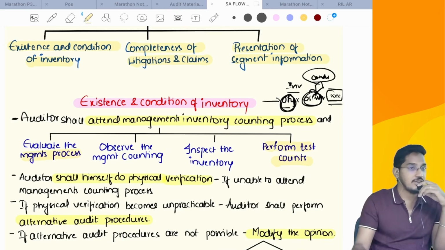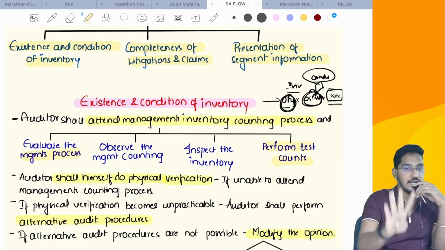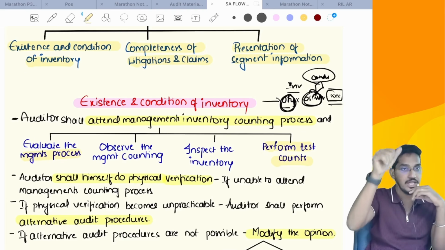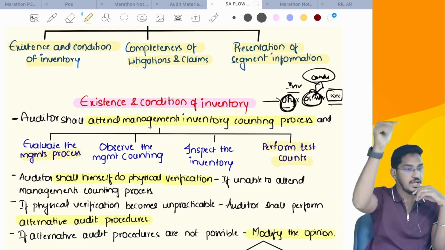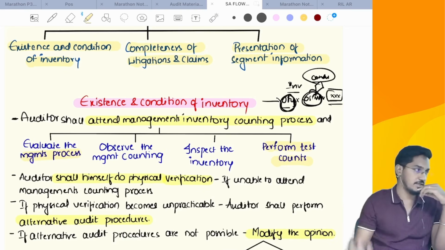So whatever it is, as an auditor, if you want to obtain evidence regarding existence and condition of the inventory, management will do the inventory counting, and you should attend. By attending there, you should do 4 things. What are they? Evaluate the management's process, observe the management counting, inspect the inventory, perform test counts.